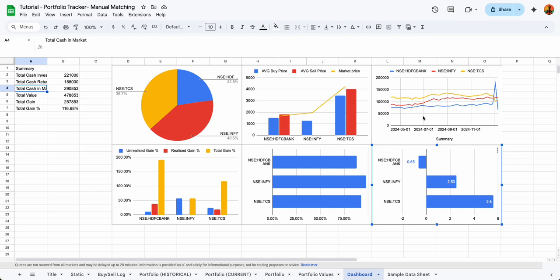And I also promise that I'll create another video to help you track your individual stocks according to this graph. What this graph is doing in here is showing you the historical value of each of these stocks in your portfolio. The way I've done this is something that I'll be explaining in my next video.